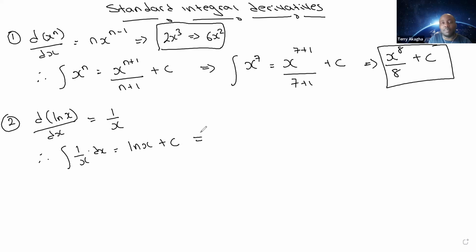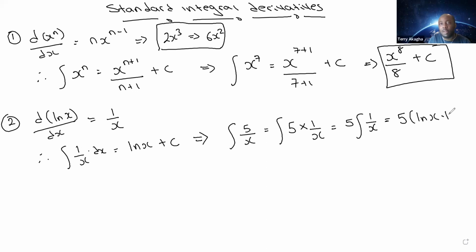So for instance, all right, if we were told to integrate 5 over x, okay? Now, this is the same thing as saying integrating 5 times 1 over x. Can you see? Now, the constant, you bring out the constant, and it's going to be 5. You are integrating 1 over x, and like I told you, that is going to be ln x. It's going to be 5 ln x plus c. And that's the answer for that.